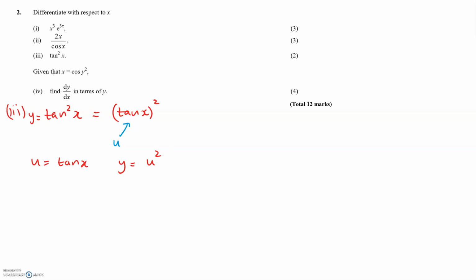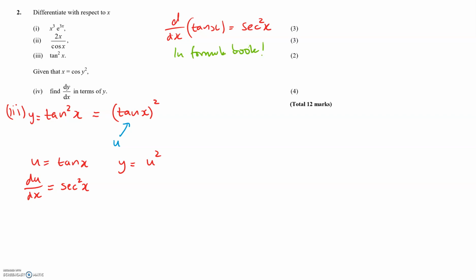Probably want to differentiate both of those again, so du dx is going to be sec squared. And if you don't remember that, that's actually in the formula book. Okay, so point for the formula book, that's going to be sec squared. So that's in the formula book as well. dy du is just 2u. Now the chain rule says that I can use both of those, so dy dx is going to be dy du times du dx. So I can just multiply these two together.